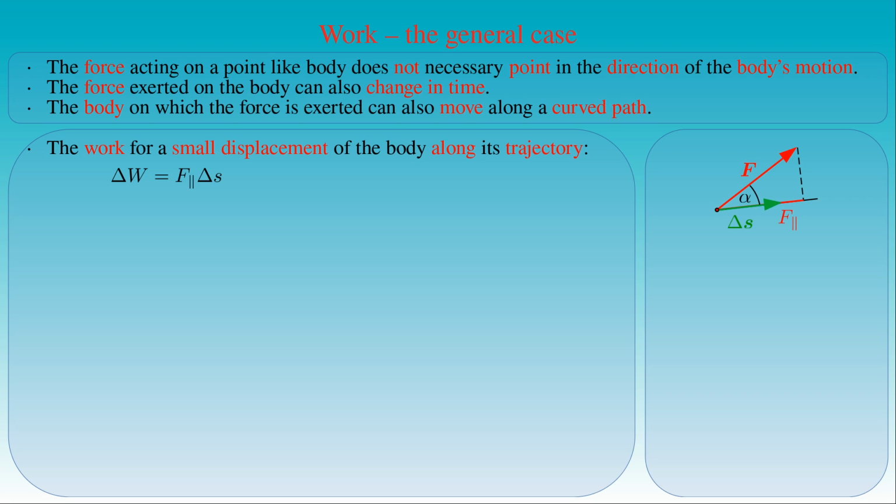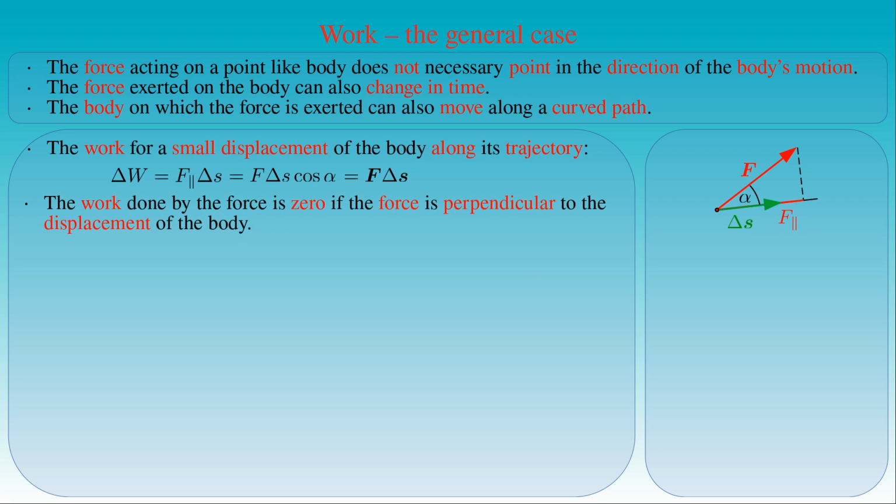The projection of the force F can be written as the magnitude of the force F times the cosine of the angle alpha. That is, the work delta W is equal to the scalar product of the force F and the displacement vector delta s. It follows from this expression that the work done by the force is 0, if the force is perpendicular to the displacement of the body.